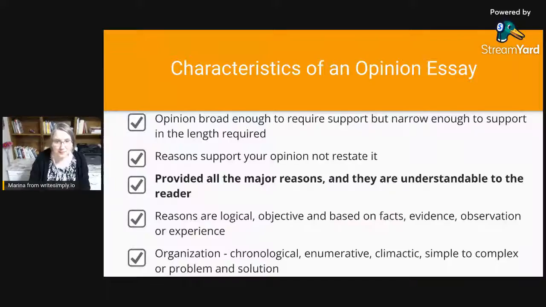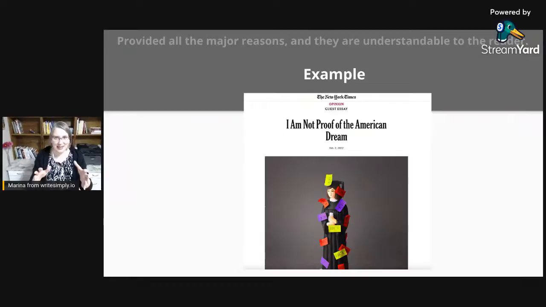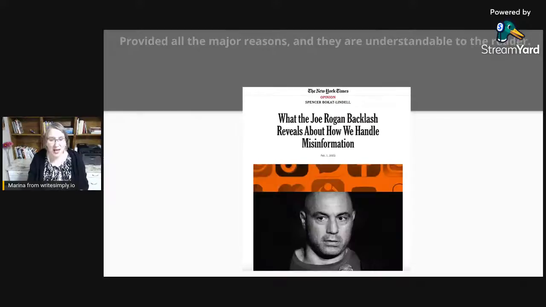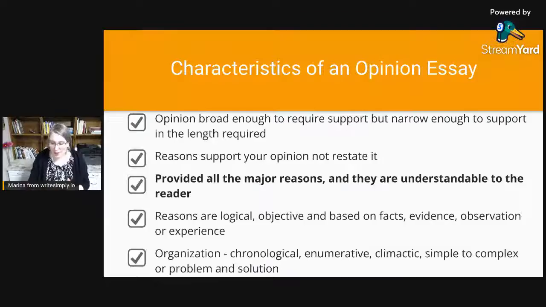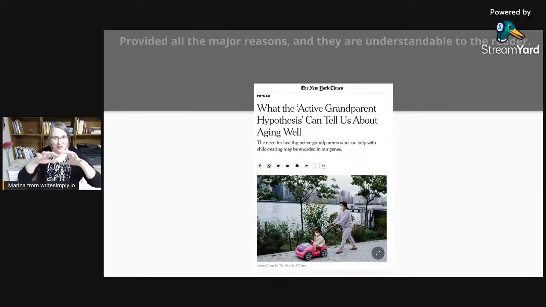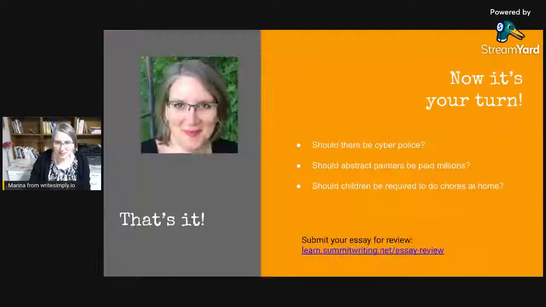And it might be that you are writing it experientially, like this, I'm not a proof of the American dream. Perhaps you're going to itemize reasons, like in this Joe Rogan backlash piece, or perhaps you're going to have one overarching reason that you're going to support with multiple examples. Whatever you decide to do, choose a topic, engage your brain, do some research, and when you're done, submit your essay for review.